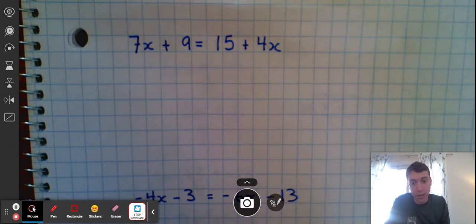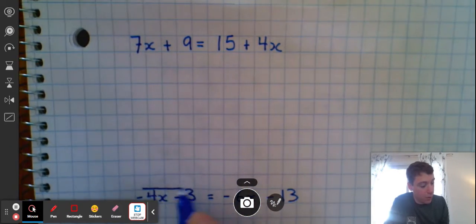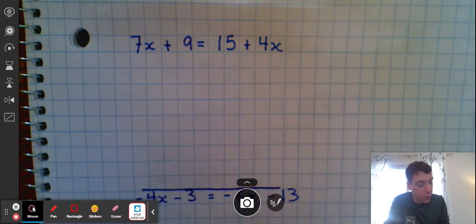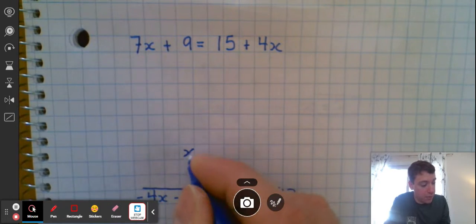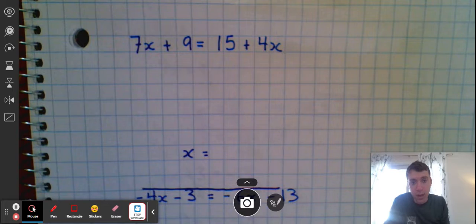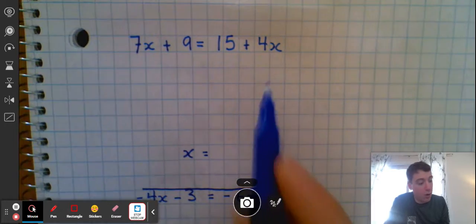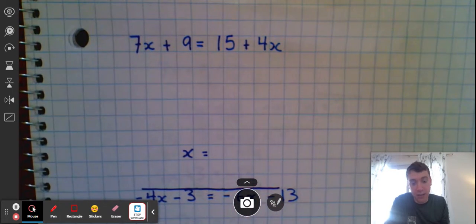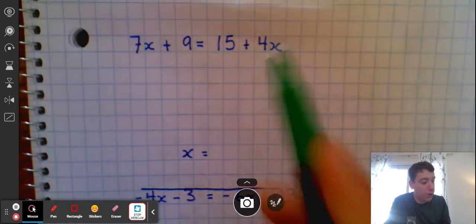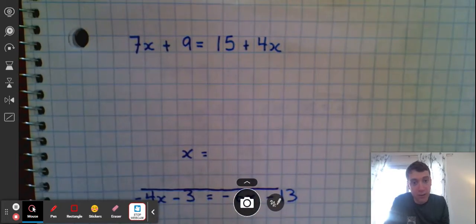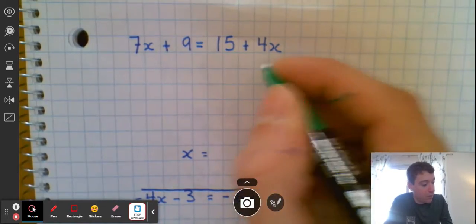So our goal is the same. When we finish this problem, what I would like is to know, well, what is x equal to? So at the end of this problem, I'd like to have x on its own. So what I need to do is get all of my x's onto one side of the equation. So I really want to get rid of this positive 4x on the right side. So I need to do the opposite operation.